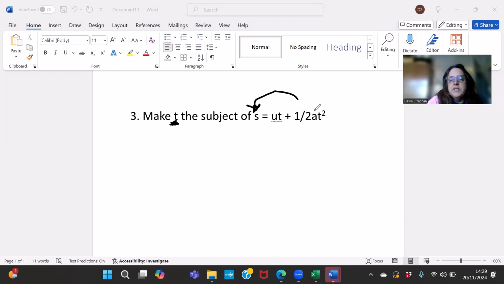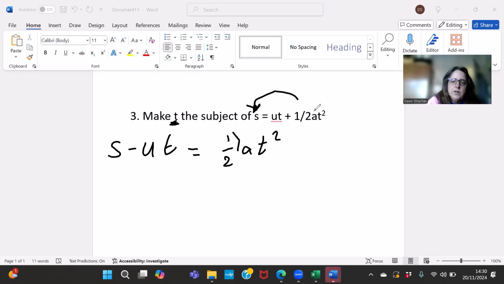Okay, so what I suggest we do is get rid of the plus ut first. And the easiest way to do that will be to take them away because we're taking them out of the scales. So if we're taking them out, we'll subtract them. So we've now got s minus ut equals a half of at squared.